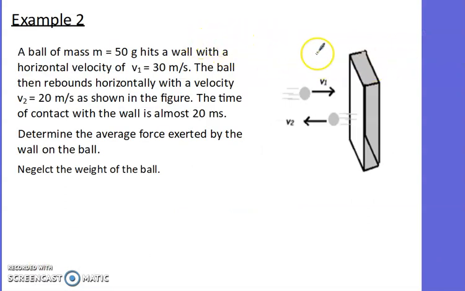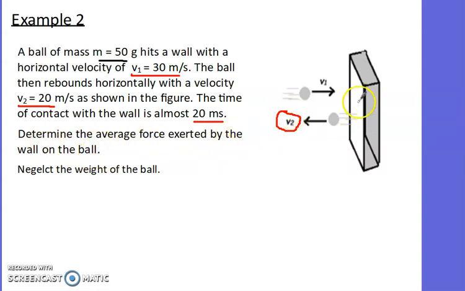So here in this example, we have a ball of mass 50 kg that hits a wall with a horizontal velocity. Speed is 20 meters per second as shown in the figure. The ball rebounds back with the velocity v2, 30 meters per second. The time of contact between the ball and the wall is 20 milliseconds. The question is: determine the average force exerted by the wall on the ball.